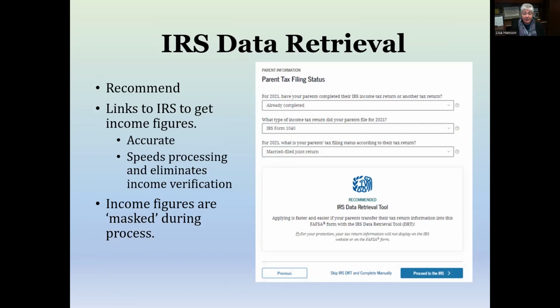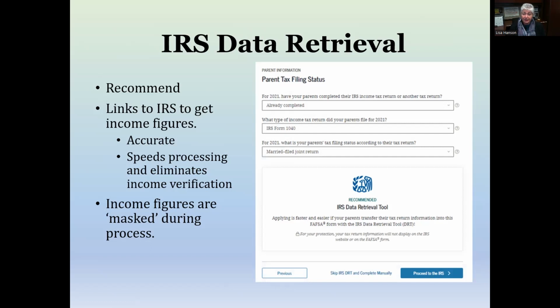One third of all applications are selected for a process called verification. In that case, we need to actually see the tax return information and make sure that it was put onto the FAFSA correctly. But for any family who chooses IRS data retrieval and can use that to do the information, we know that information is accurate. And so it essentially eliminates that step of verification, and that one can take several weeks to finish. So I highly recommend the IRS data retrieval if you're eligible to do so.